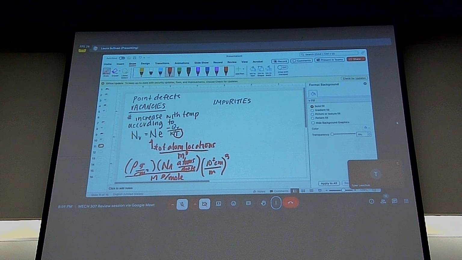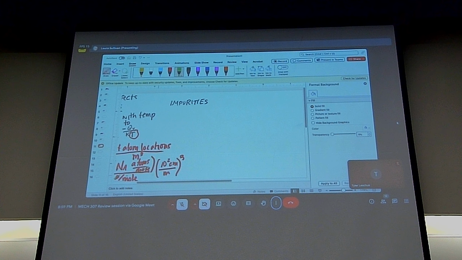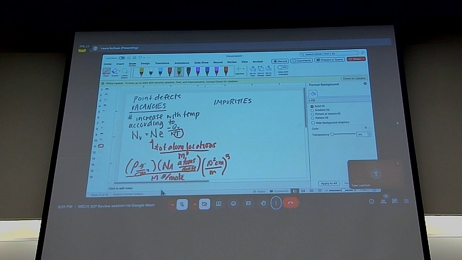Now I've got grams. Let's see. Grams have canceled. Moles have canceled. Cubic centimeters have canceled. And I've got atoms per cubic meter. So that's N. And the only other thing to make sure you know how to do is just dealing with exponents on your calculator.